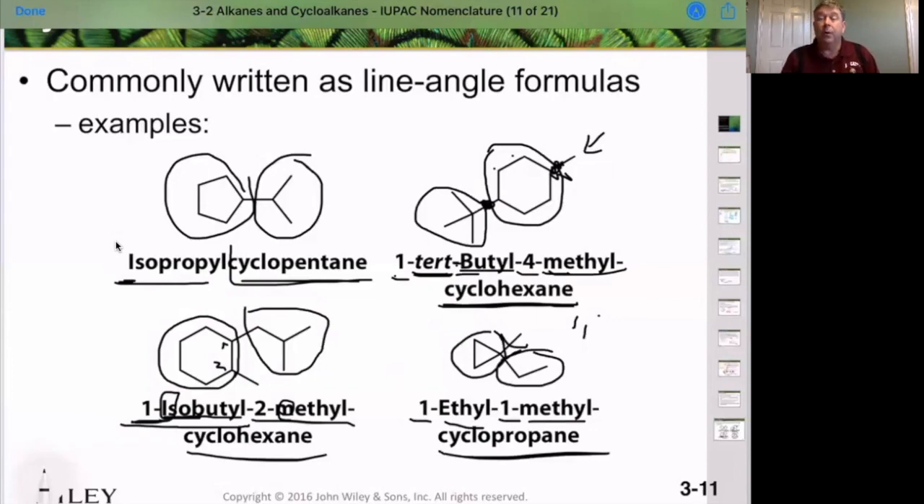Okay, so we have those 7 rules of nomenclature for naming hydrocarbons, and then we add that new rule with the cyclos where we have the ring structures in them. So that gets us to the end of Chapter 3, Section 2.